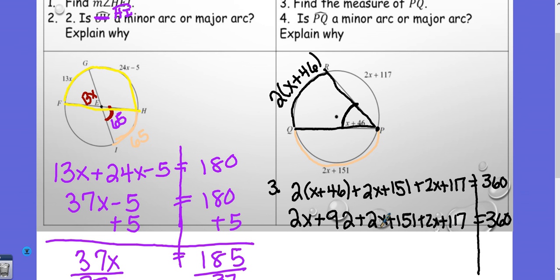So I got 2, 4, 6. All of the x's go together. That's 6x. And I'm going to put all the constants together. Let me see if my mental math will hold up here. I get 3 here, and then I get 4, and I carry the 1, so I get 243.